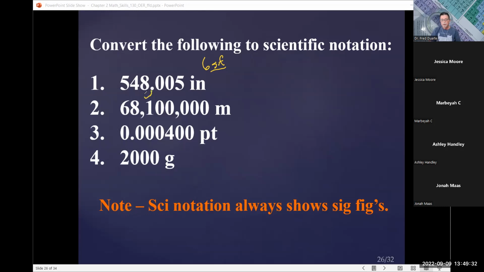So we go 1 and 2. So it's 2 decimal places. We write that down. It's 5.48005 times 10 to the second power. Okay. So that is the format for writing 548.005 in scientific notation: 5.48005 times 10 to the second power. Okay.